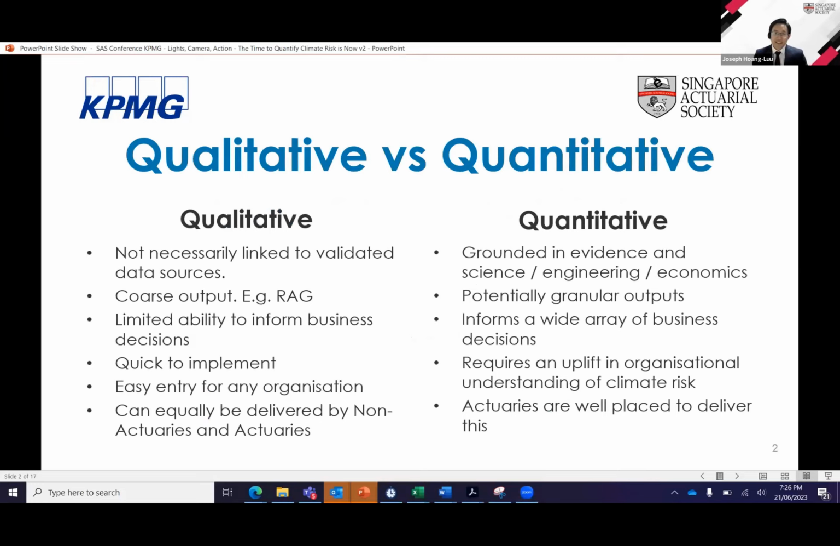To begin, we want to set the scene to talk about the difference of qualitative climate risk analysis and quantitative climate risk analysis. This is important because a lot of the work that we've been able to provide to our clients has been quantitative, and it really sets the scene on where we're trying to operate and where we think actuaries are well placed to operate. So to begin, on the qualitative side, this type of modeling is not necessarily linked to validated data sources.